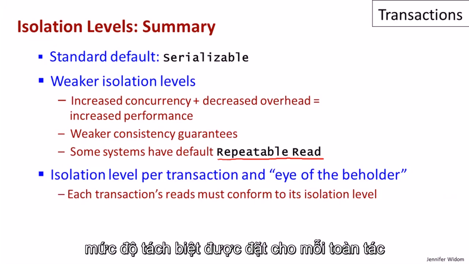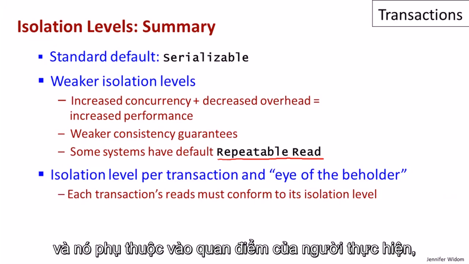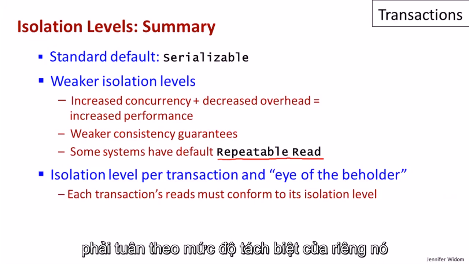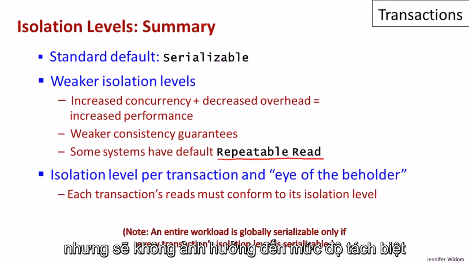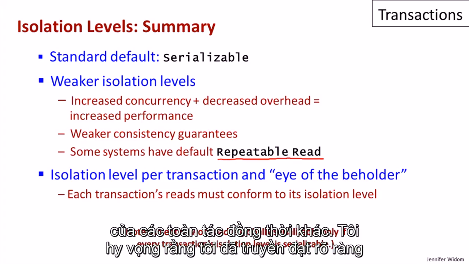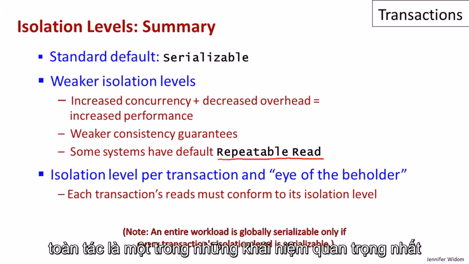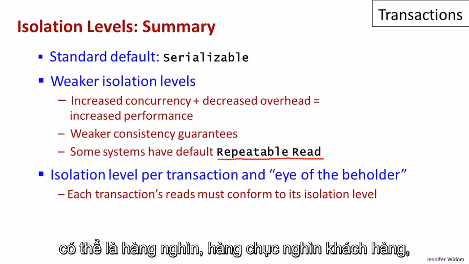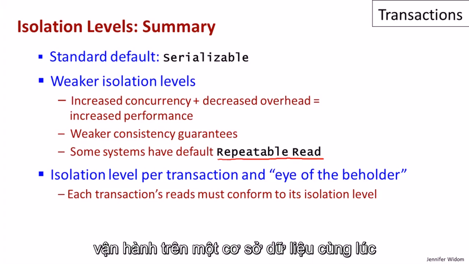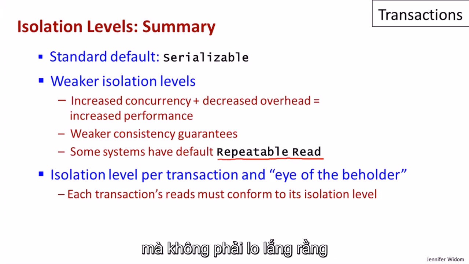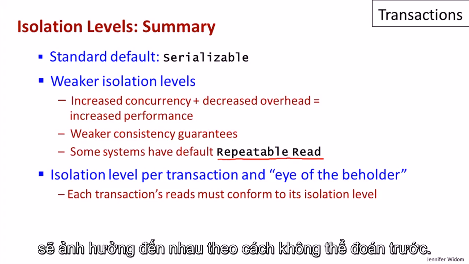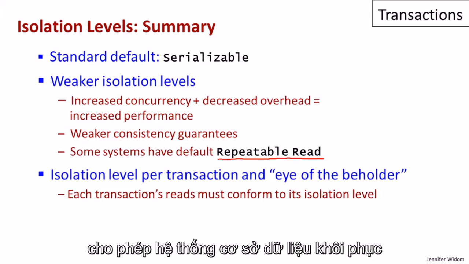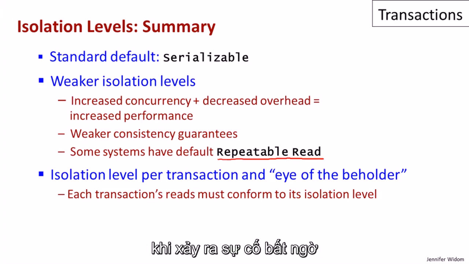And finally, the isolation level is set for each transaction and is in the eye of the beholder, meaning that that transaction's reads must conform to its own isolation level, but won't affect any concurrent transaction's isolation level. I hope I've gotten the point across that transactions are one of the most important concepts in database systems. They are what allow multiple clients, maybe thousands, tens of thousands of clients, to operate on a database all at the same time without concern that the actions they perform on the data will affect each other in unpredictable ways. And furthermore, transactions are what allow database systems to recover when there's an unexpected crash into a consistent state.